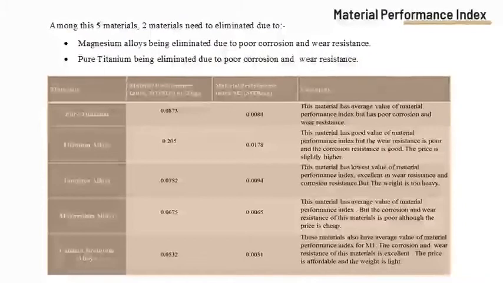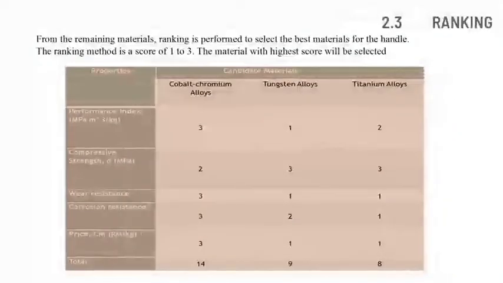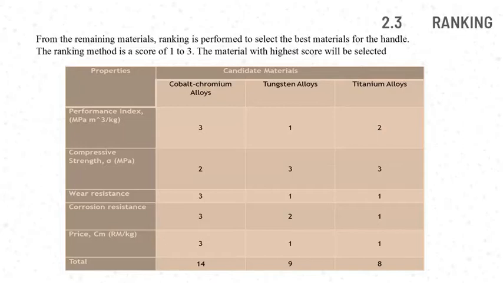Based on the material performance index, we have chosen 3 best materials, which are cobalt chromium alloys, tungsten alloys and titanium alloys, ranking them from 3 to 1, which is 3 good, 2 medium and 1 poor. As the final result, we got the cobalt chromium alloy as the highest point. Therefore, cobalt chromium alloys has been chosen as the best material for hip implant.